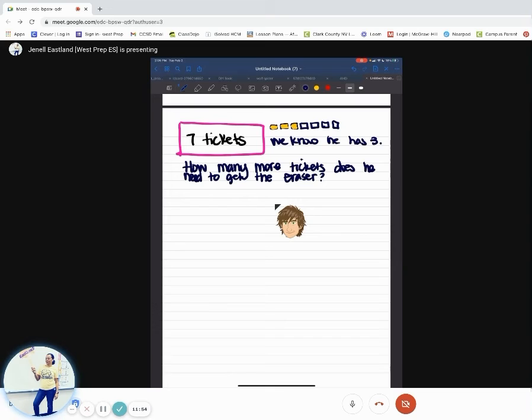What's a number sentence that matches this that can give me an answer? What do I have to do? You add 4 more, you'll get the ticket. If I get 4 more, so I know my answer is 4. Great job, Johnny. Now I need a number sentence that matches that.